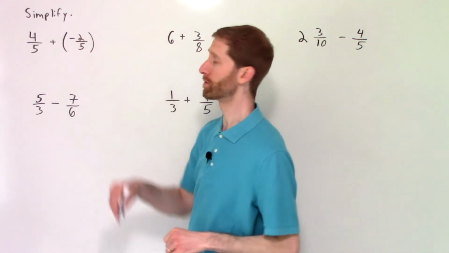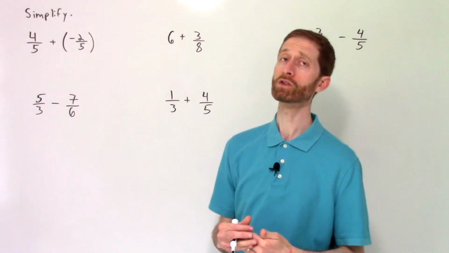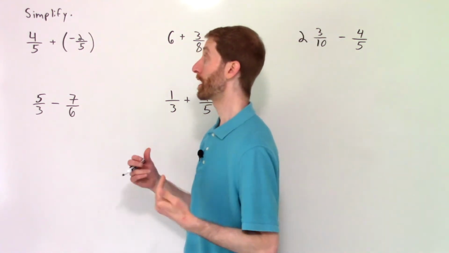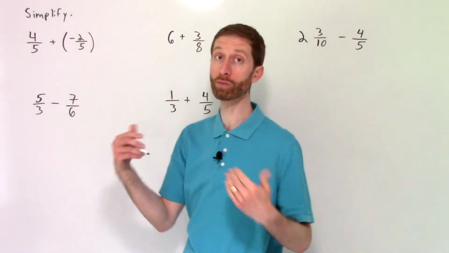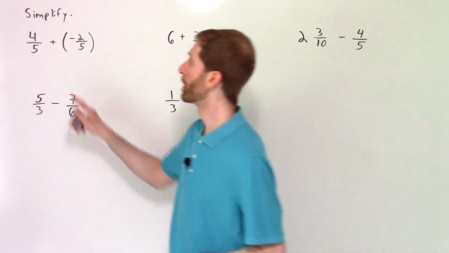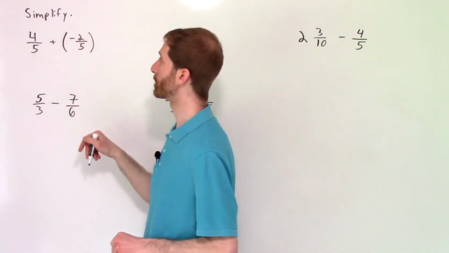The instructions are to simplify. So we need to make sure we have a common denominator before we simplify. Once we do that, we then just either add or subtract the numerators and keep the denominator the same. That's it. Let's roll. So 4/5 plus -2/5.